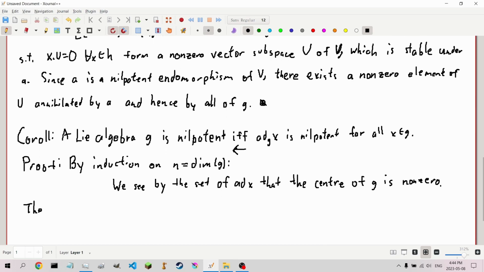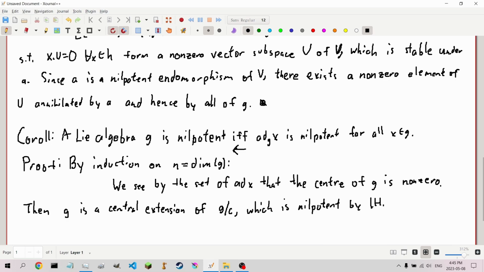And then G is a central extension of G over its center, which is a Lie algebra which is nilpotent by the induction hypothesis. And we showed that that is enough to show that it is nilpotent. So that's actually the entire proof. And just keep in mind that the center is non-zero essentially because we know that the adjoint of X to the power n has to be equal to 0. So there you go.